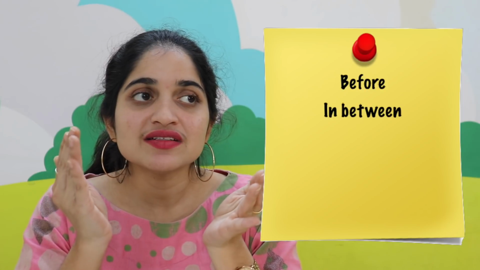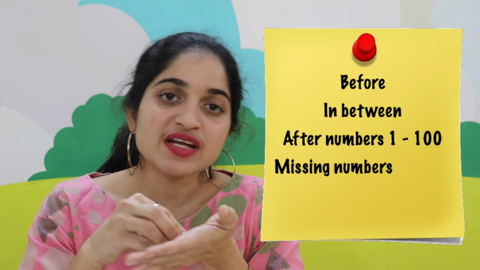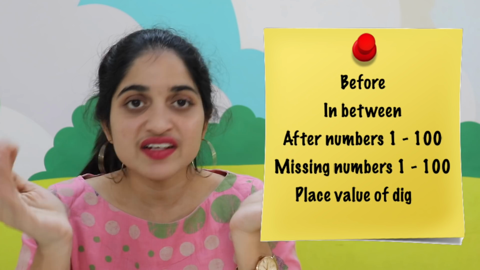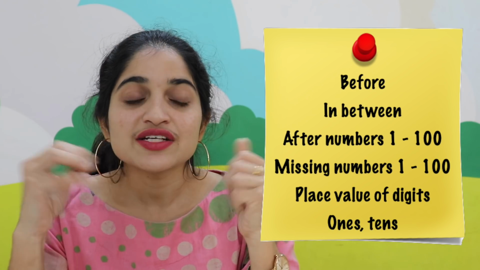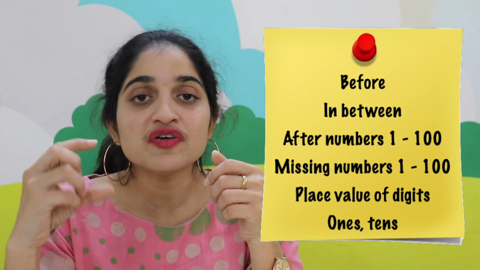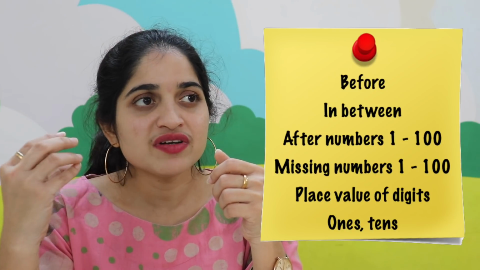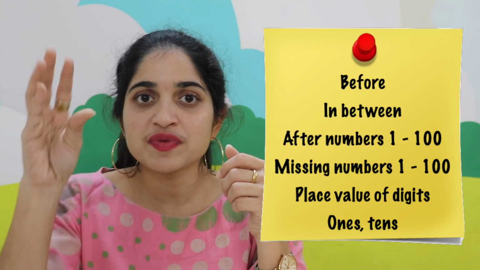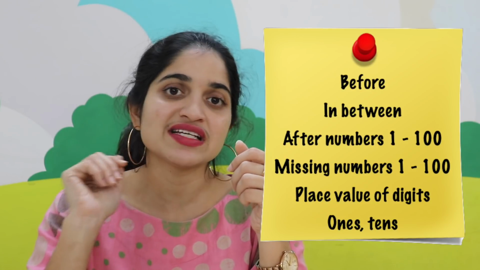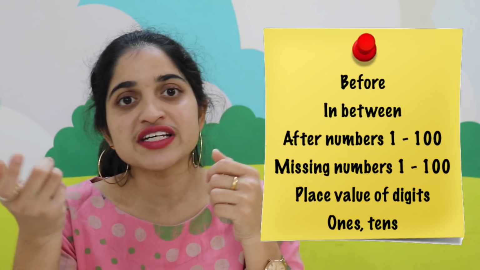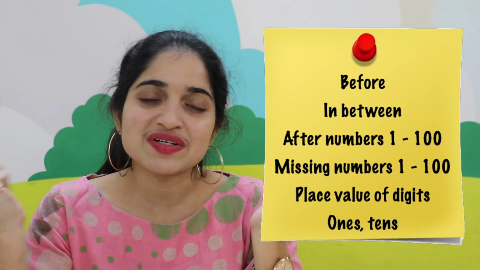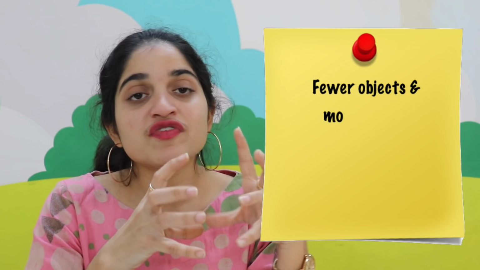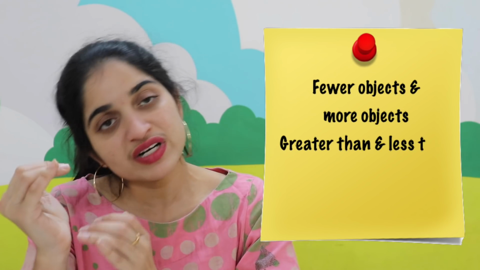So they should know drawing all these things as well. They should know the numbers that comes before, in between and after within the range 1 to 100. They should know the missing numbers in the range 1 to 100. They should know the place value of digits. Like for example 28. 8 has to be in ones place and 2 has to be in tens place. So while writing itself, you should give them practice in such way that they will use the place value and write the numbers.